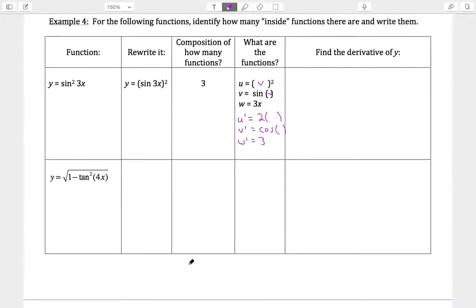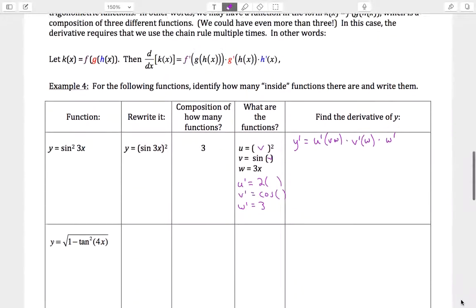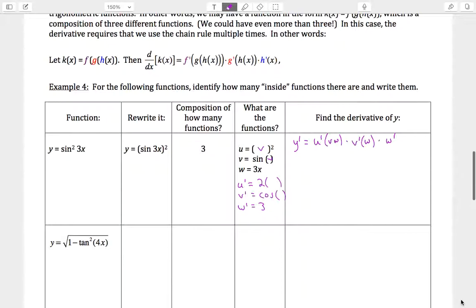Okay. So the chain is going to be u prime with v and w still in it, times v prime with w still in it, times w prime. Does that help? No? You understand it with f and g and h? Yeah, that I like.